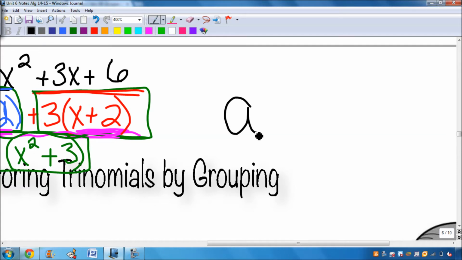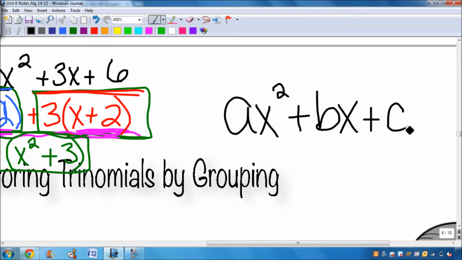A quadratic expression, and we'll be talking about quadratics more in detail in the future, is always in terms of a, b, and c, and it's always going to be written out as ax squared plus bx plus c if we're looking at it in standard form. So ax squared plus bx plus c is really important.